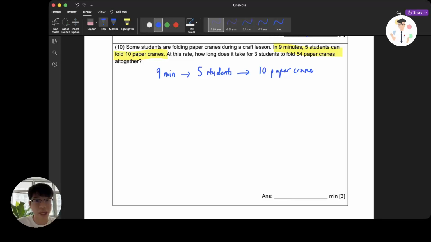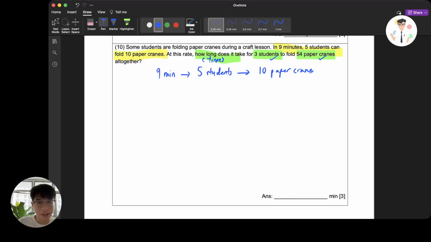Now at this rate, the question is asking, how long does it take? It means they're asking for the time for 3 students to fold 54 paper cranes altogether. Again, they are asking for time, whereas the number of students is set, and the paper cranes is set. Now, let's try to look at here first.